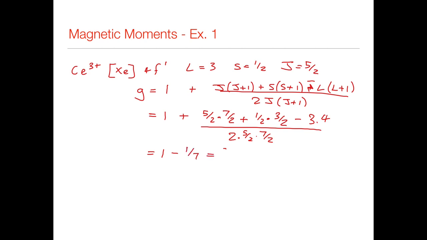So this will be equal to 6/7. So the G factor now is neither 1 nor 2, it's 6/7. Okay, so in general, we're going to end up with a non-integer G factor.